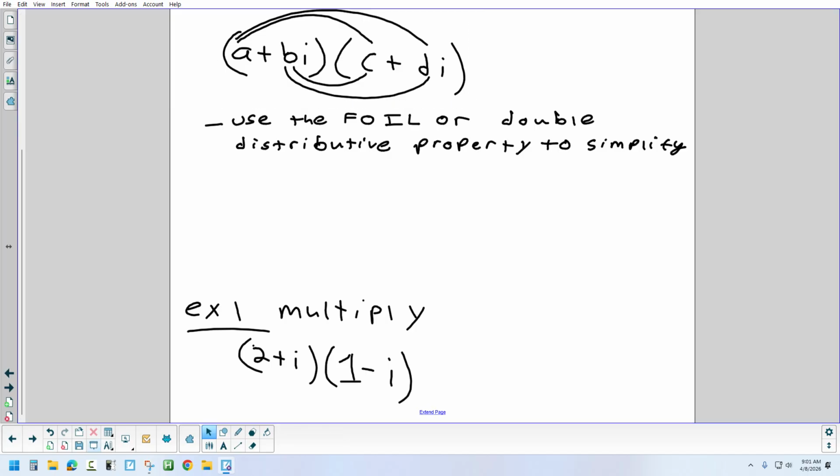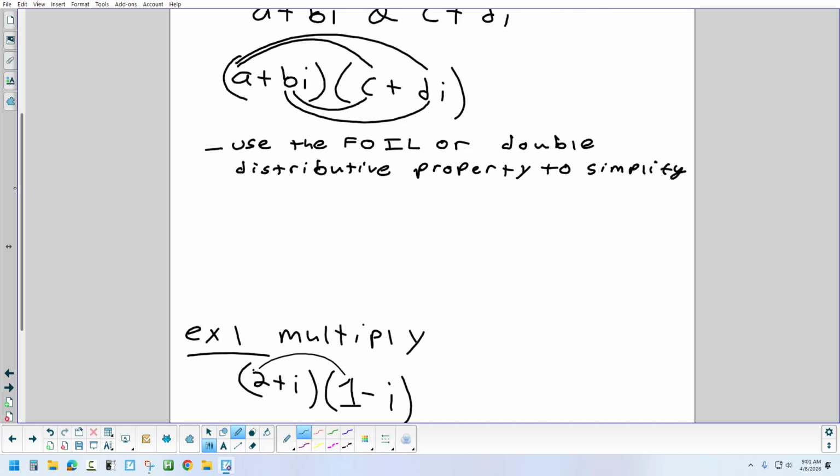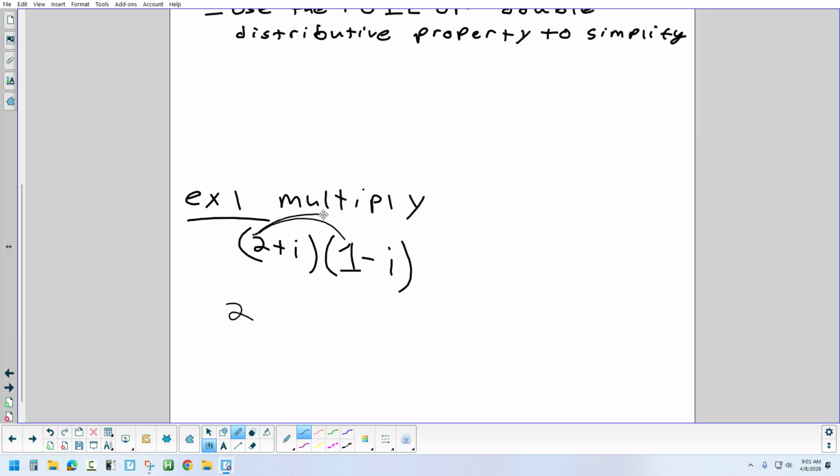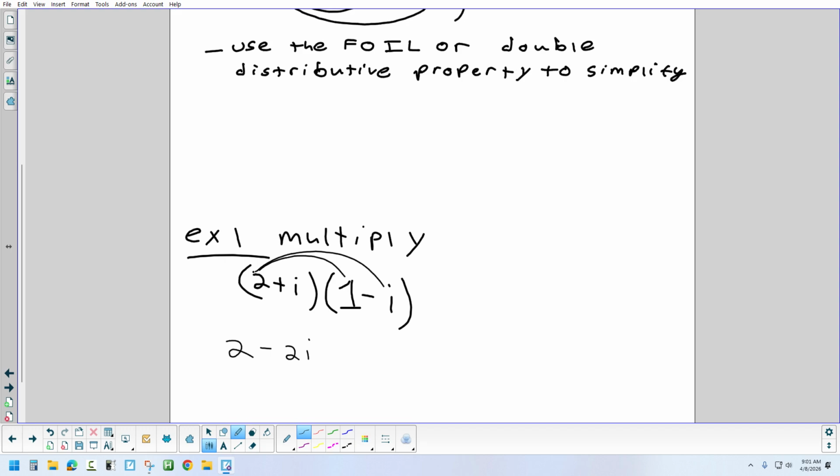If we follow the pattern that I explained up above, what would be the first two things you multiply together? 2 and 1. Yep, 2 times 1. So that gives us 2. What would be the next two things? The 2 and the -i. Yep. So we're going to do 2 times -i. And what's 2 times -i? -2i. Yep. Just write -2i. So we did the first. We did the outer. How about the inner? What's 1 times i? i. Yep. Just i.